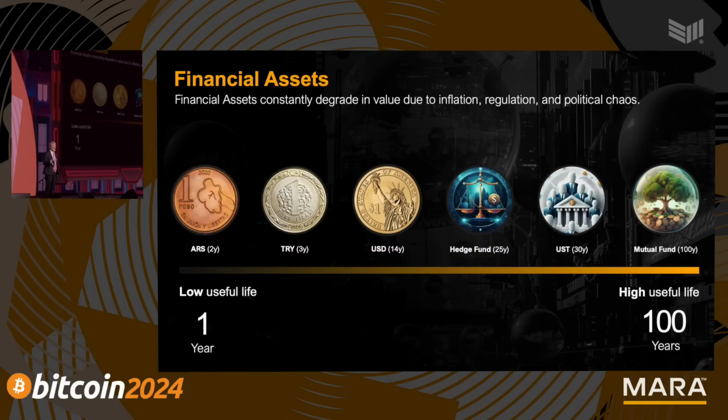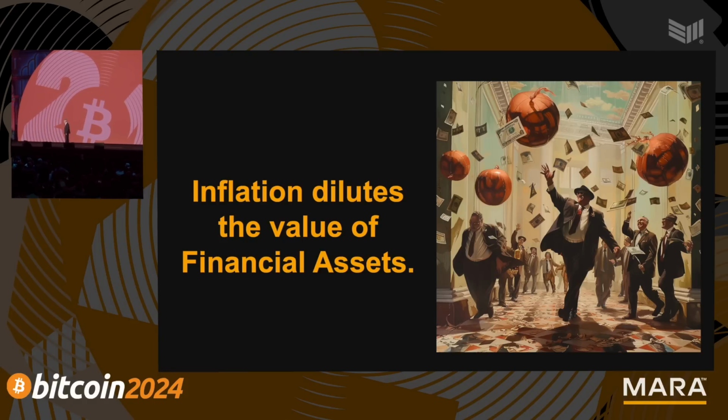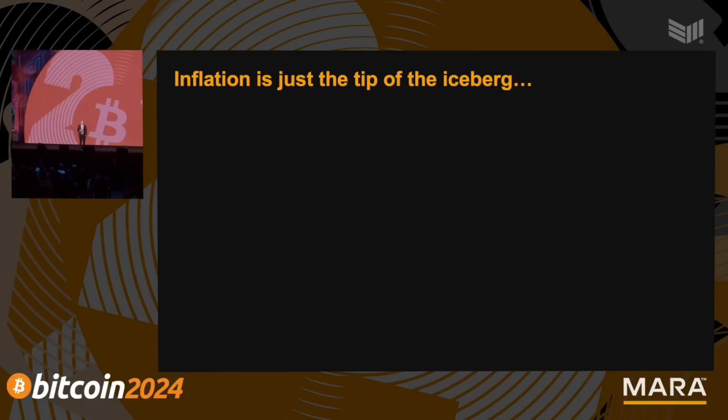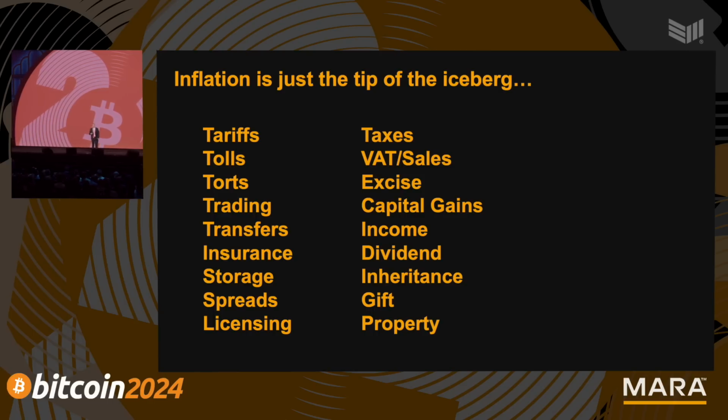We're running the world on a 20th century set of ideas, and on average, a financial asset is going to last you 30 years. We all know inflation dilutes the value of financial assets. But inflation is just the tip of the iceberg. You're also going to get diluted by tariffs and tolls and torts and transfers, taxes. We got all sorts of taxes, income tax, capital gains tax. Every time you vibrate and move the money, you get taxed on the money.